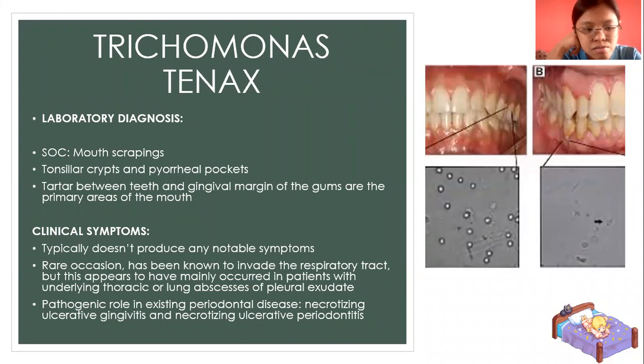Yan. So, si Trichomonas tenax, dahil nga nakuha siya sa pakikipaglaplapan, ang specimen of choice is mouth scraping. So, pwede rin po gumamit ng tonsillar crypts and pharyngeal pockets. So, the tartar between the teeth and gingival margin of the gums are the primary areas of the mouth wherein the Trichomonas tenax lives. So, clinical symptoms, typically it doesn't produce any notable symptoms. In rare occasion, has been known to invade the respiratory tract, but this appears to have mainly occurred in patients with underlying thoracic or lung abscess of pleural exudate. So, pathogenic role in existing periodontal disease is necrotizing ulcerative gingivitis and necrotizing ulcerative periodontitis.